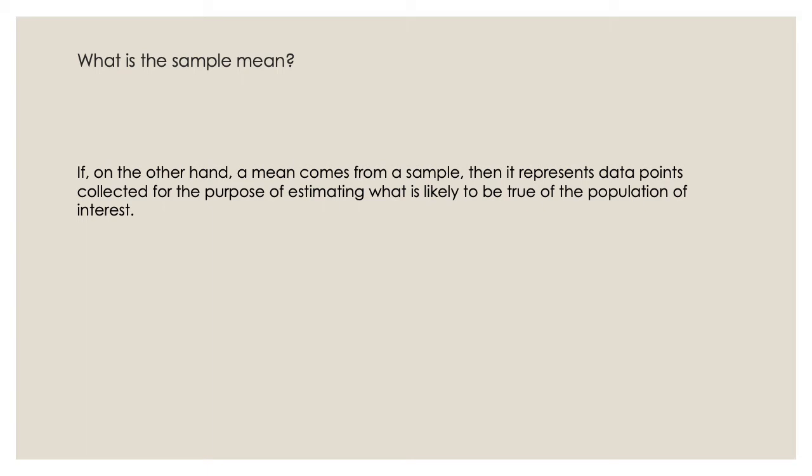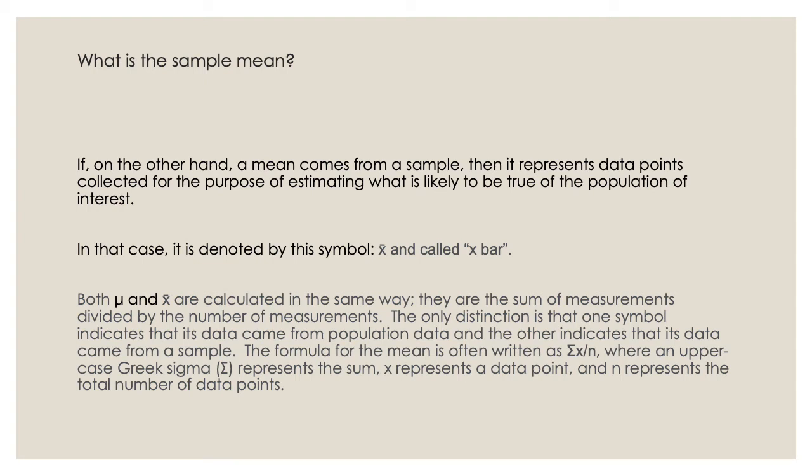What's a sample mean? If, on the other hand, a mean comes from a sample, then it represents data points collected for the purpose of estimating what is likely to be true of the population of interest. In that case, it is denoted by this symbol, an X with a bar on top, and called X bar. Both mu and X bar are calculated in the same way. They are the sum of measurements divided by the number of measurements. The only distinction is that one symbol indicates that its data came from population data, and the other indicates that its data came from a sample.